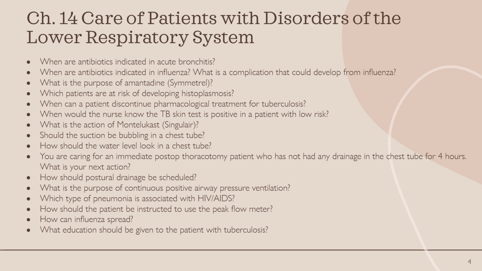When are antibiotics indicated in influenza? What is a complication that could develop from influenza? We can see this on page 296. Seasonal flu. Antibiotics are given only if there is evidence of bacterial infection secondary to the viral infection. If a person is known to be at a high risk of influenza, oh no, that's going to be a further bullet point. So antibiotics are given only if there's evidence of bacterial infection secondary to a viral infection. And bacterial pneumonia is a potential complication of influenza, page 296.